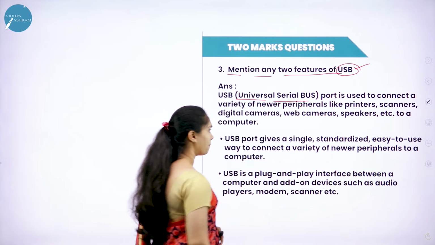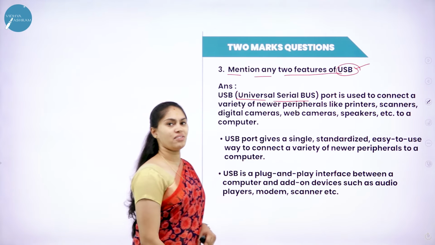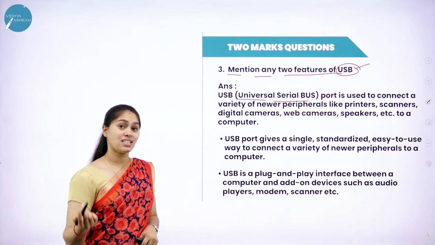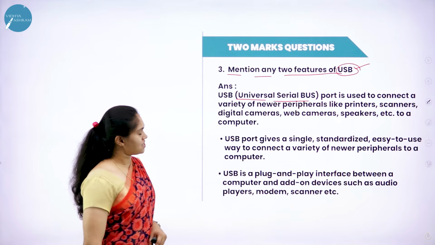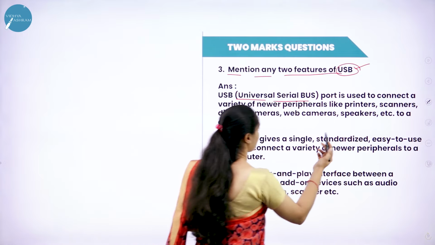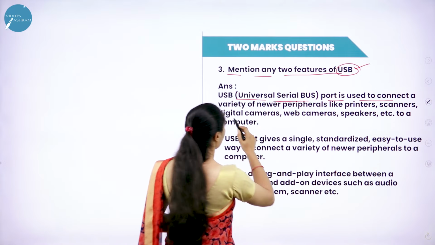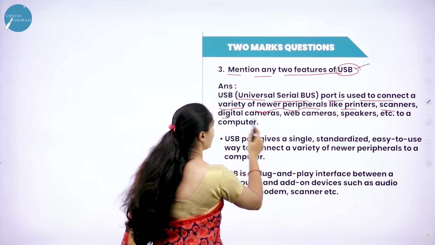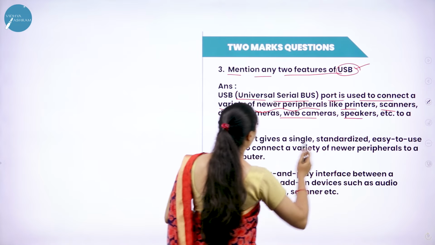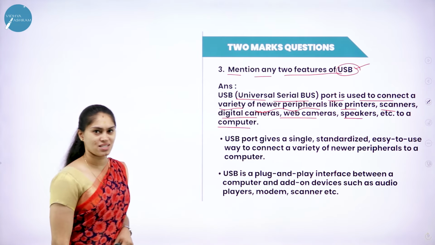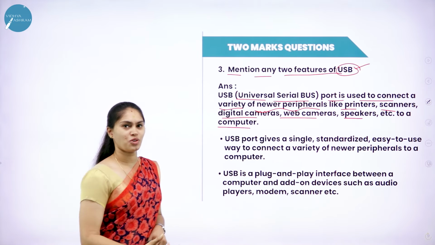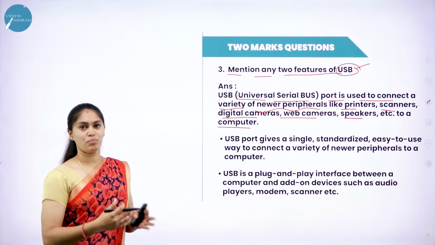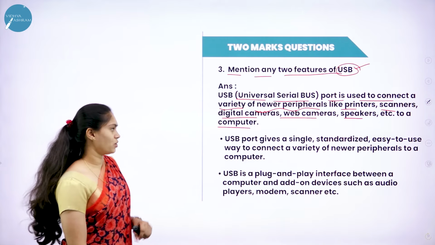Universal serial bus. It is also a port. Already we know we use a port to insert external devices to the computer system. In the same way, this universal serial bus port is mainly used to connect a variety of newer peripherals like printer, scanner, digital camera, web camera, speaker, etc. to a computer system. So we use USB to connect various peripheral input and output devices to the computer system.